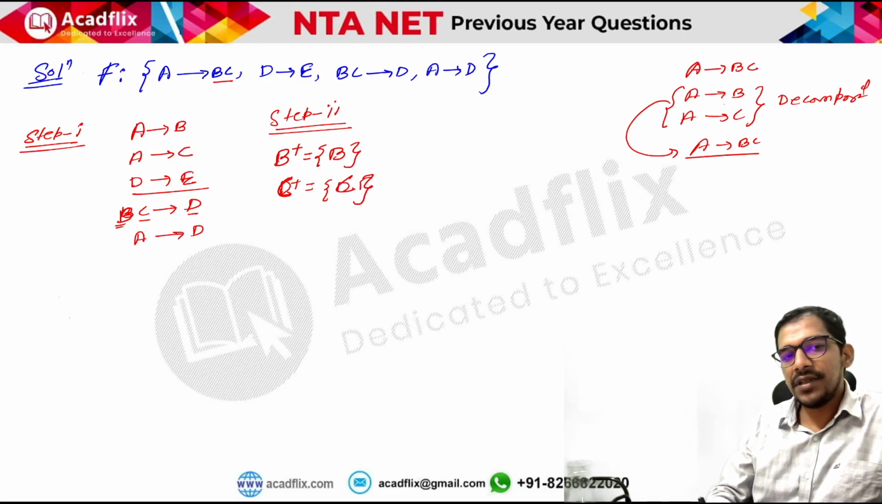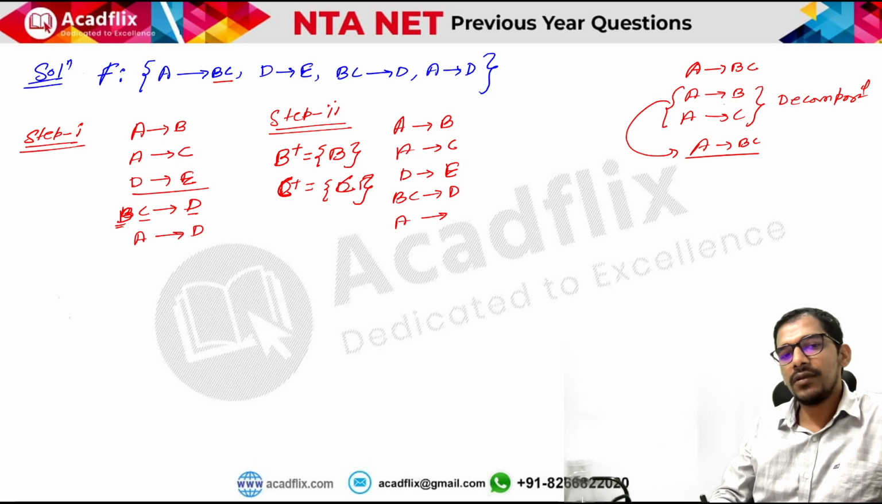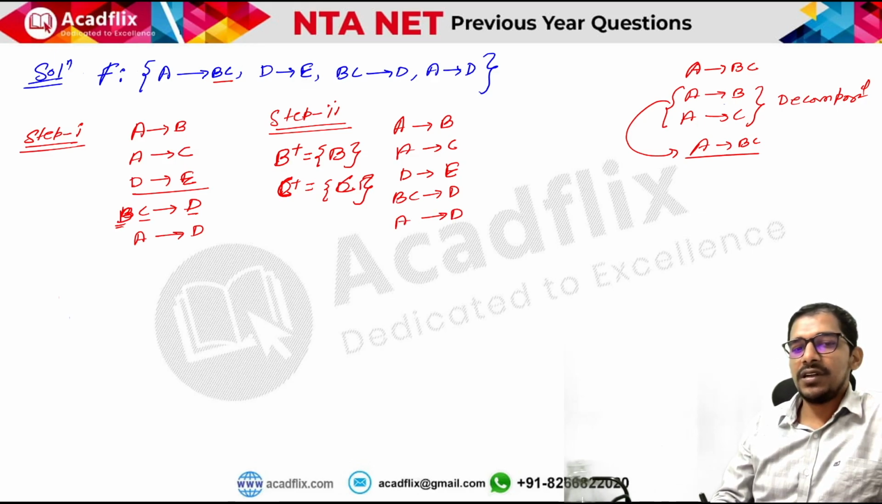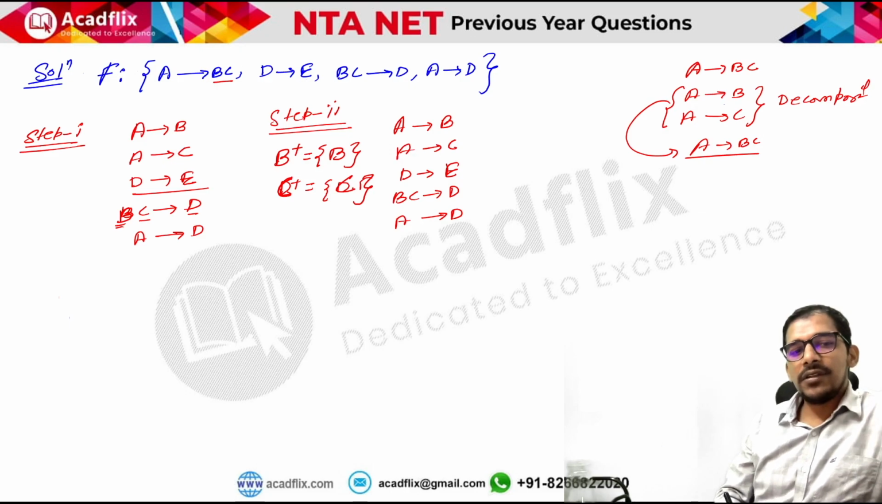So that means after the second step also we will have A tends to B, A tends to C, D tends to E, then BC tends to D, and then A tends to D. Okay, so these are the functional dependencies we have now. Now the third step is to find out, can we remove any functional dependency?